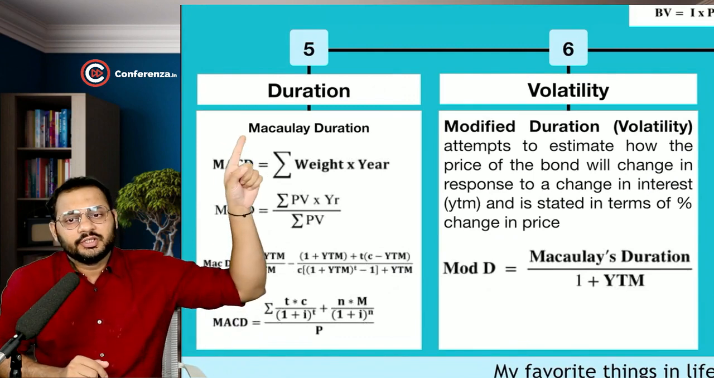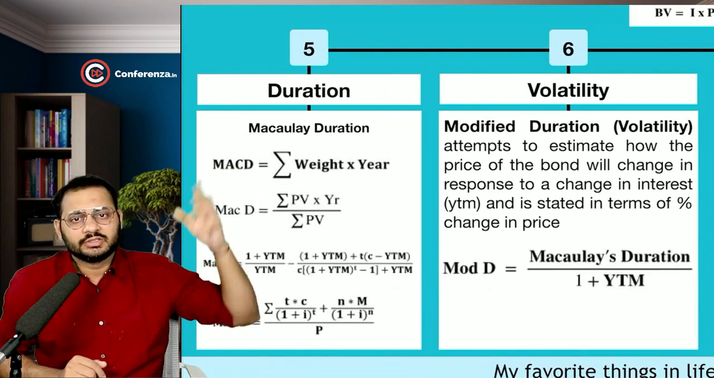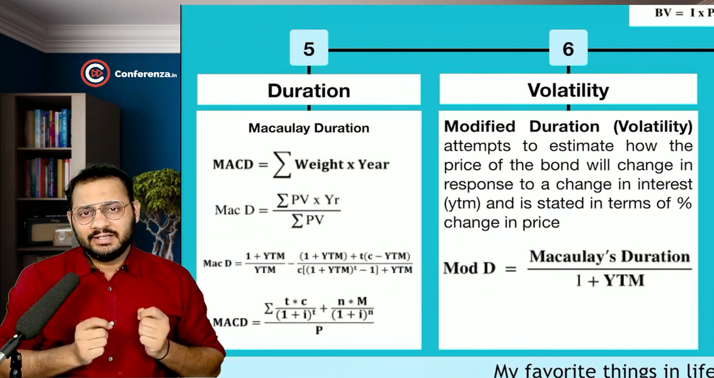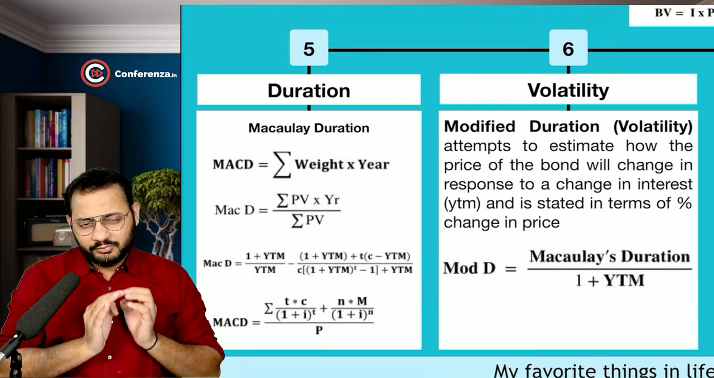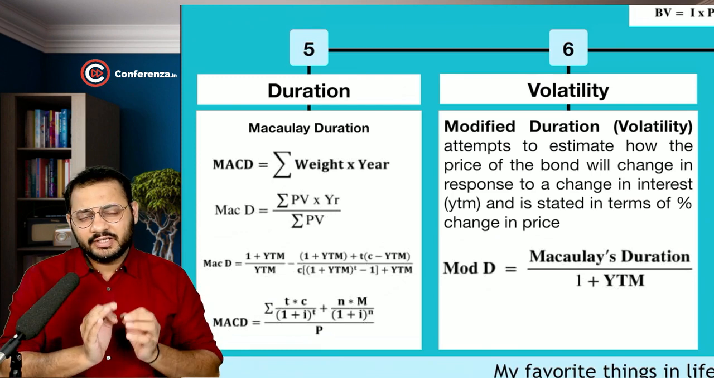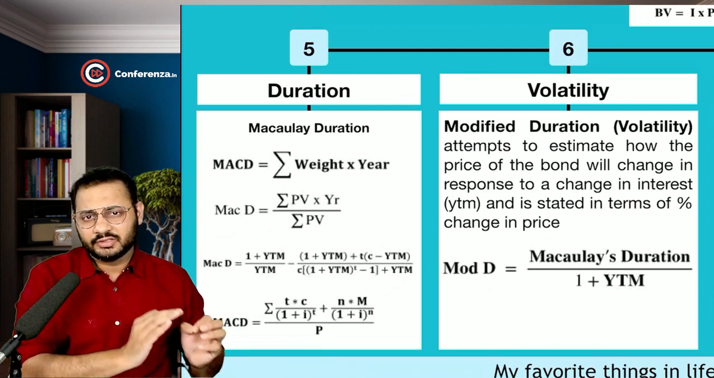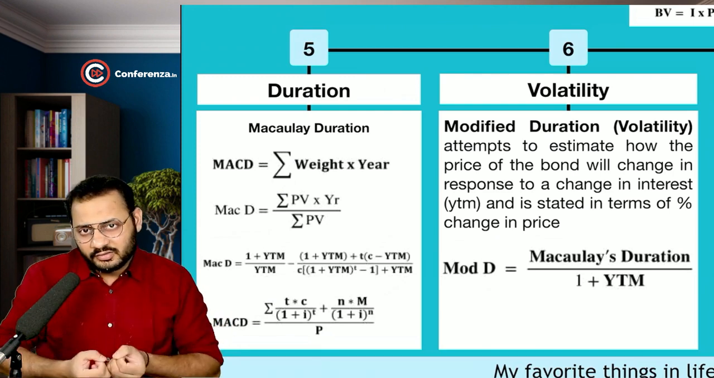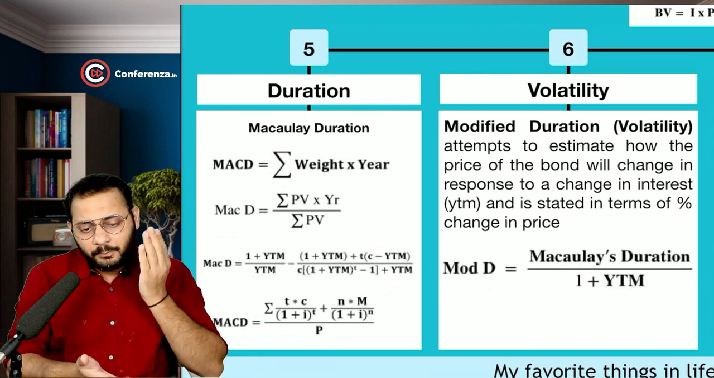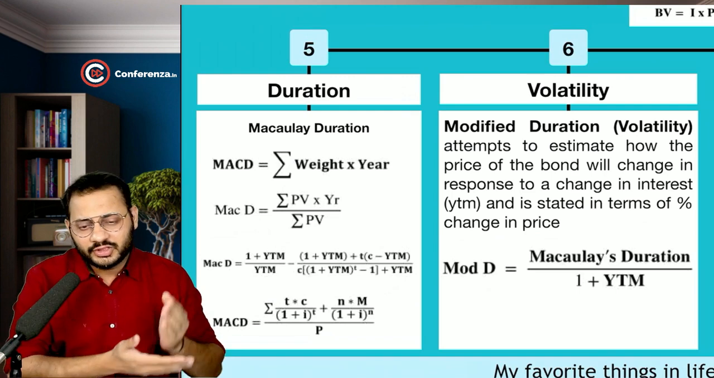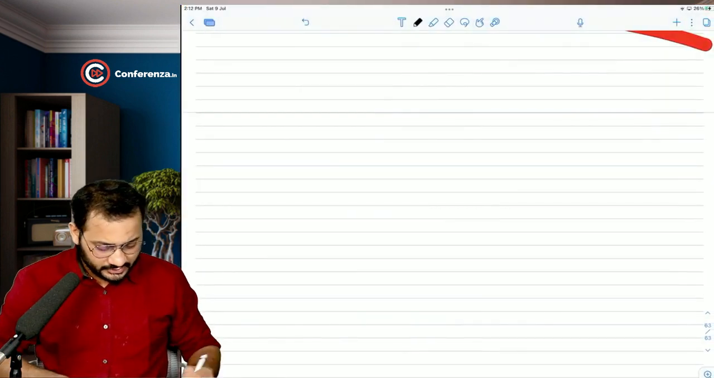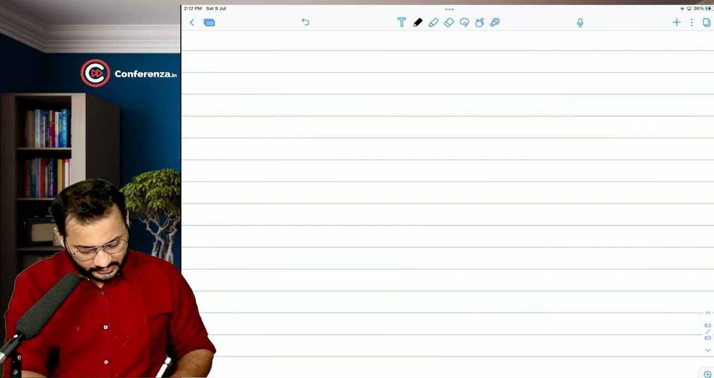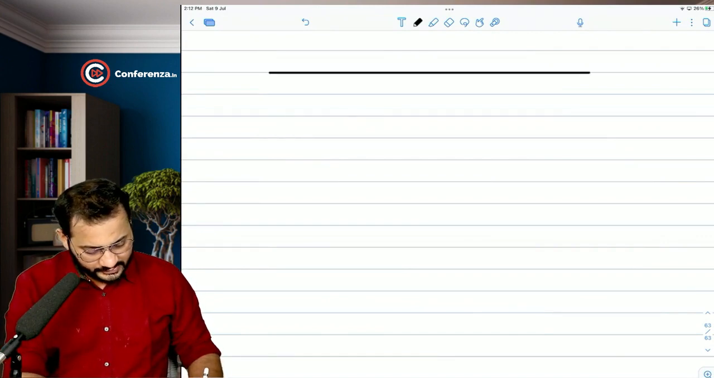The other name for duration is Macaulay's duration. This is the person who invented all this. So what is exactly duration? Duration in bond valuation is the weighted average number of years, or time in years, where you are recovering or receiving the present value of future cash flows. I don't think this is going to be enough to understand the concept, so let's first take some rough figures.